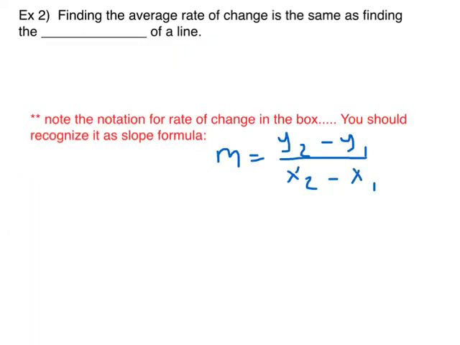In question 2 here now, it says finding the average rate of speed is the same thing as finding what? Well, you should remember from last year that it is called slope. So I'm going to fill that in the blank here. That's actually finding the slope of the line, okay?